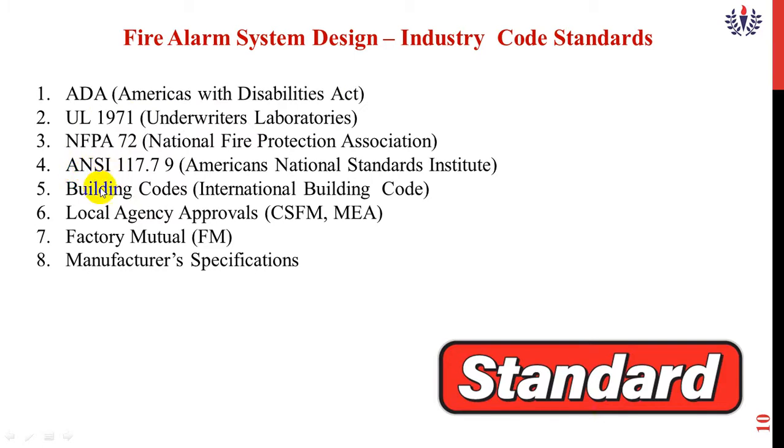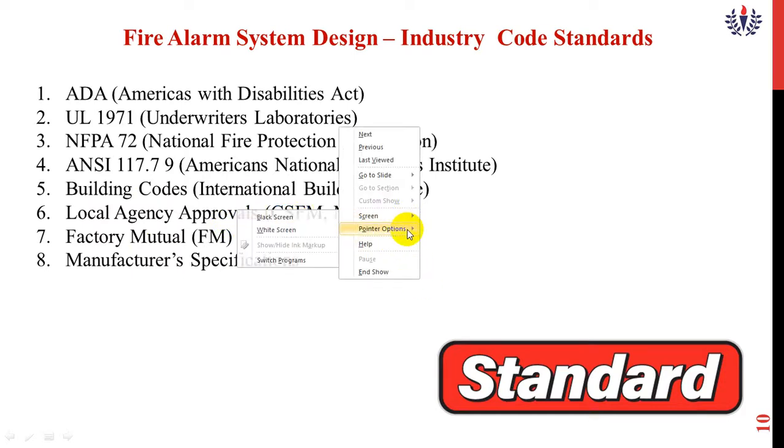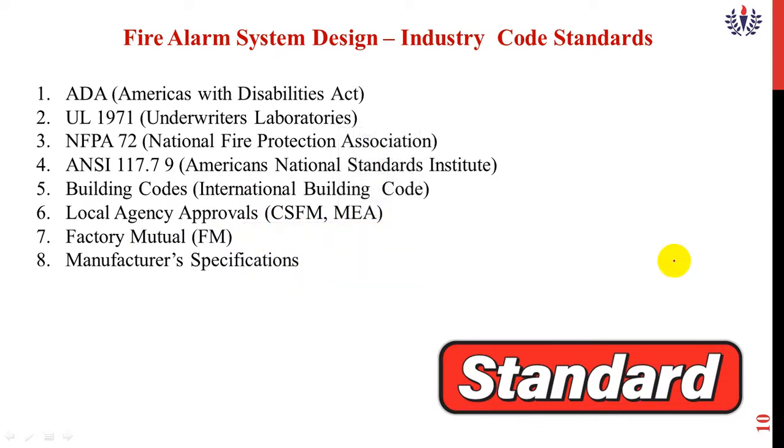Fifth one, building codes, which are developed by the International Building Code agency. Sixth one, local agency approval. Local agency means CSFM and MEA. Any idea about CSFM and MEA? Anyone? What is CSFM? Any idea? What is CSFM?